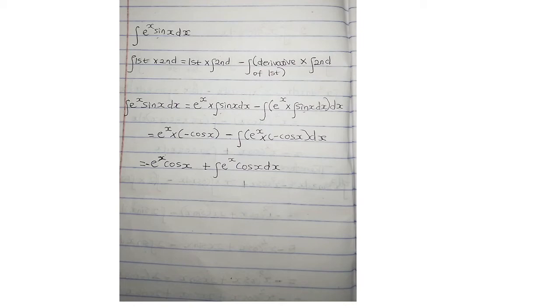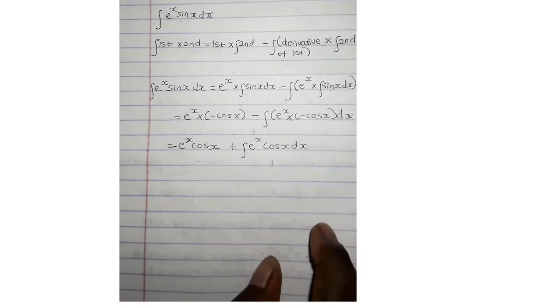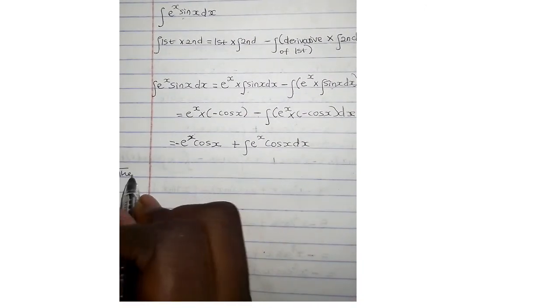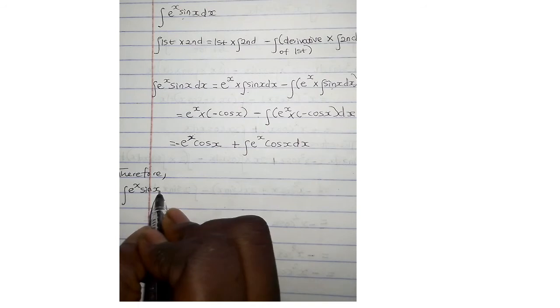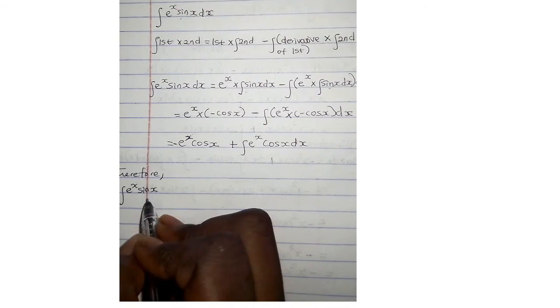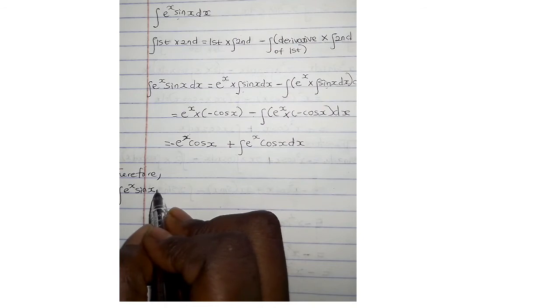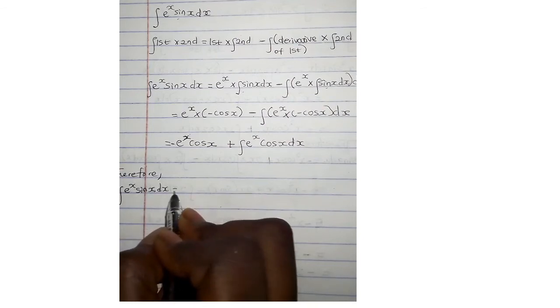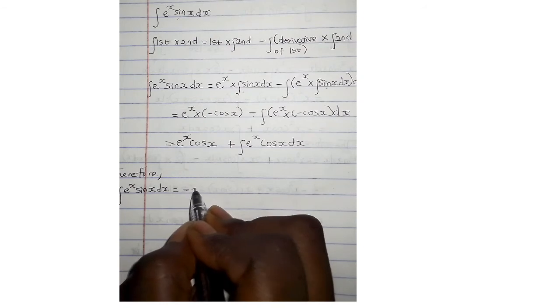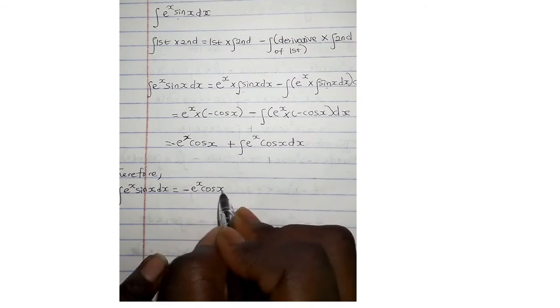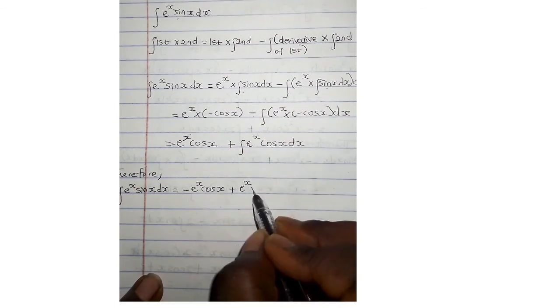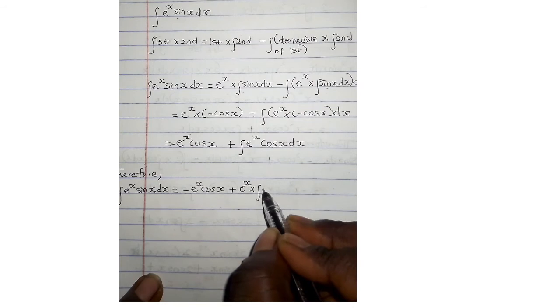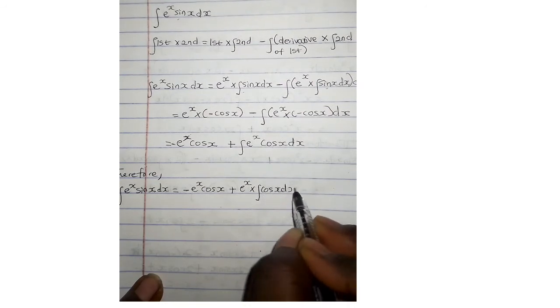So applying the rule to the second integral, we say therefore, we're going to have the integral of exponential x sine x dx is equal to negative exponential x cos x plus now the first, which is exponential x, multiplying the integral of the second, which is cos x dx.